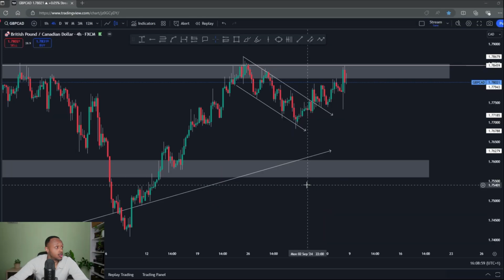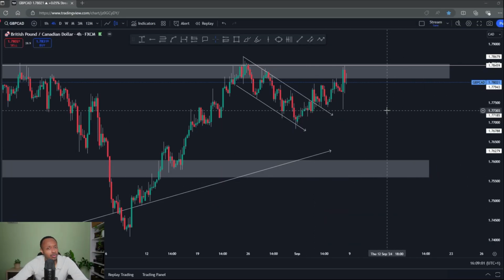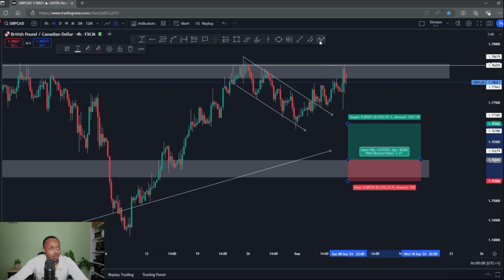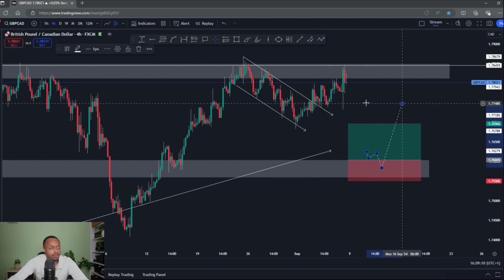Okay, so over to pound CAD. Pound CAD, I'm still bullish on this one. I'm looking for buys, but price needs to come a lot lower before I do any of that. I'm looking for roughly around this 1.76 area for a push to the upside.